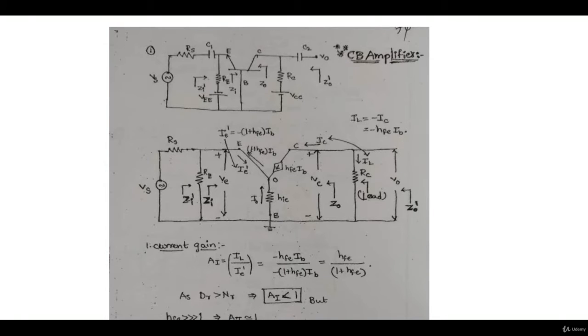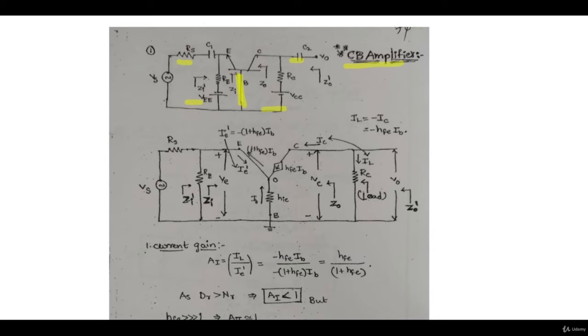Okay, let's look at the common base amplifier. As the name suggests, the base will be common. The input will be given between emitter and base, and the output will be taken between collector and base. So base is common, that's why it is called common base.